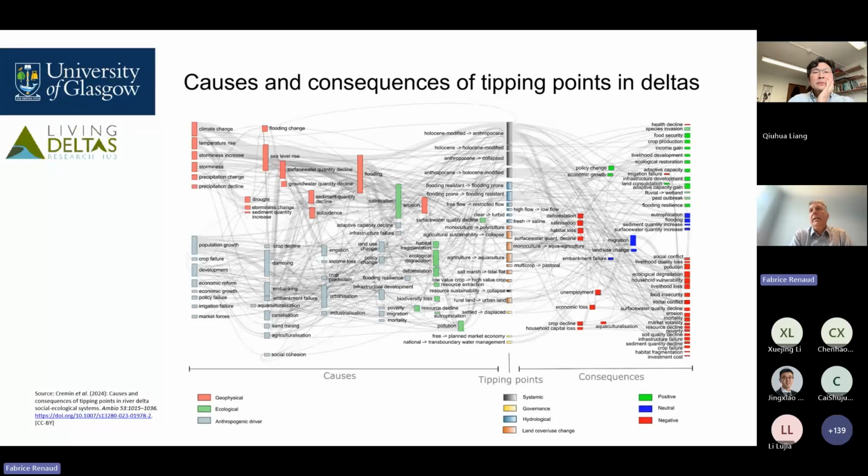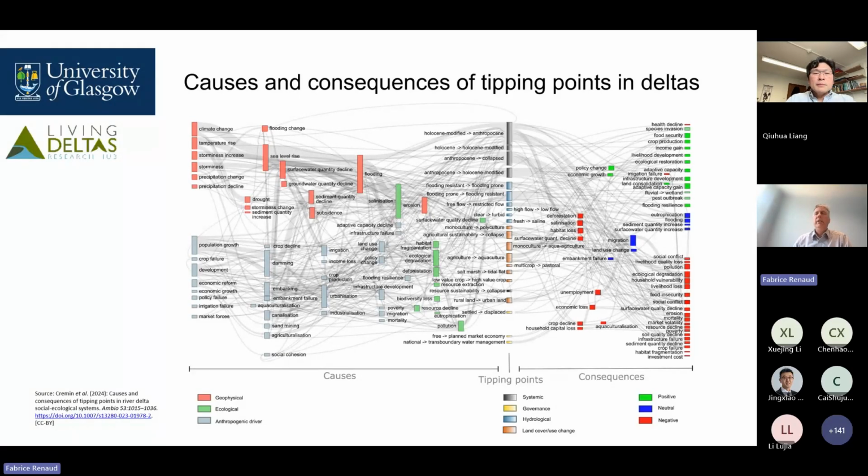So we try to characterize these extreme changes that can happen in a river delta. One of the most extreme cases is when a delta disappears completely, and unfortunately, this does happen. In this review, we tried to look at the causes of tipping points, the characterization of these tipping points, and the consequences of these tipping points, knowing that tipping points can be both positive or negative, so it can have positive outcomes for society, but in most cases, negative outcomes.